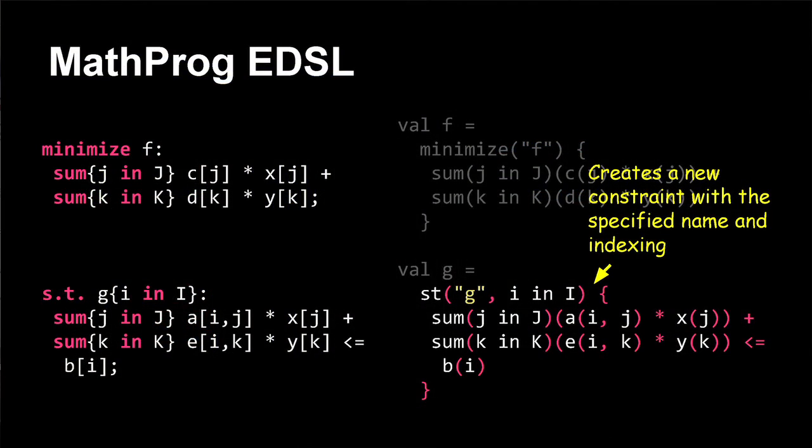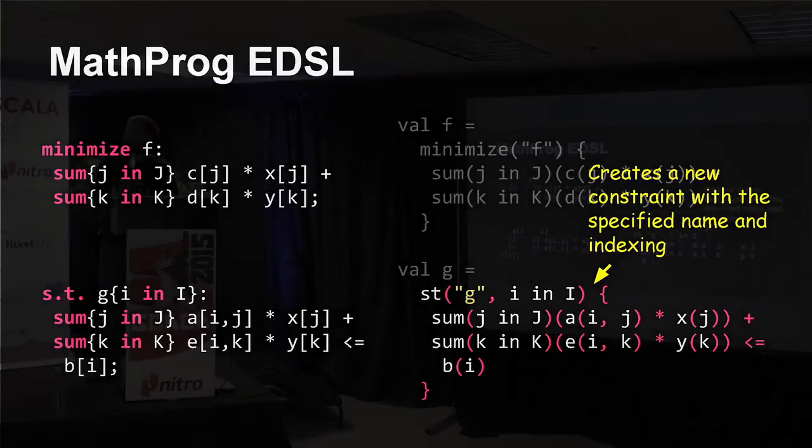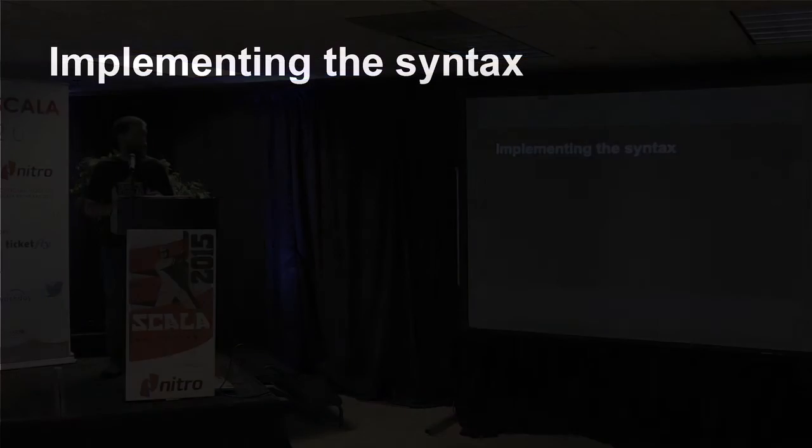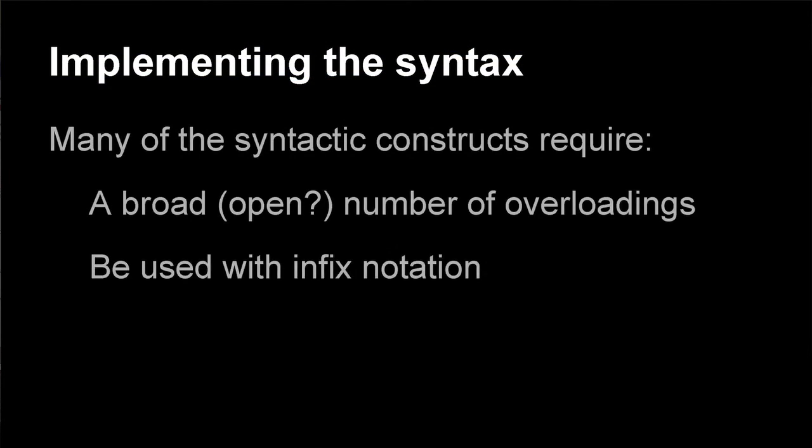Okay, and here the ST smart constructor is receiving a constraint and is creating a new one, adding the name and the indexing specified. So now I'm going to talk a bit about the implementation of the syntax.